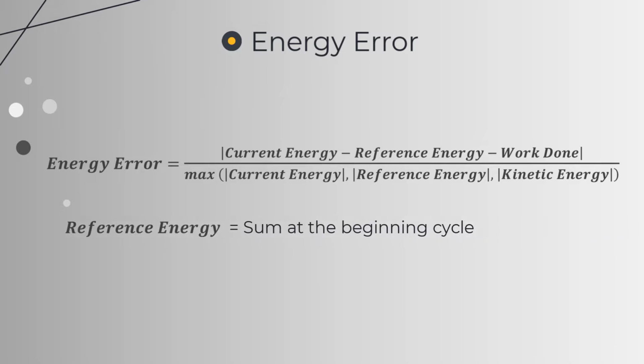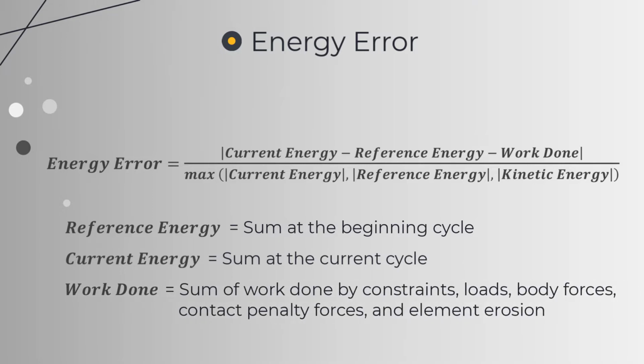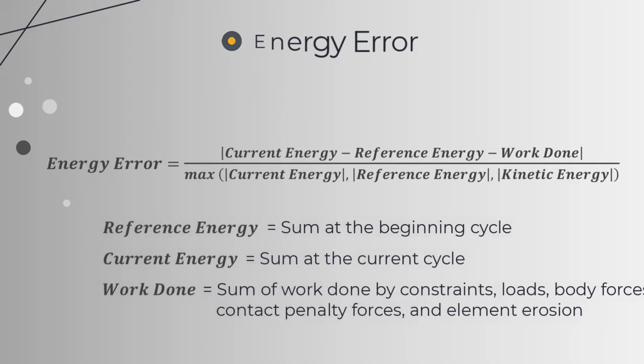Here, the reference energy is the sum of internal energy, kinetic energy, and hourglass energy at the beginning cycle. The current energy is the sum of internal energy, kinetic energy, and hourglass energy at the current cycle. And the work done is the sum of work done by constraints, loads, body forces, contact penalty forces, and energy removed from the system by element erosion.